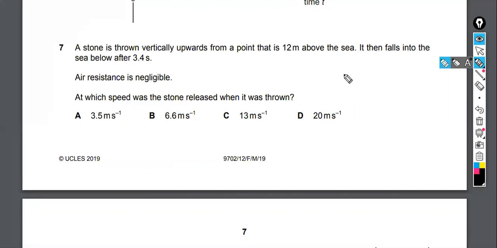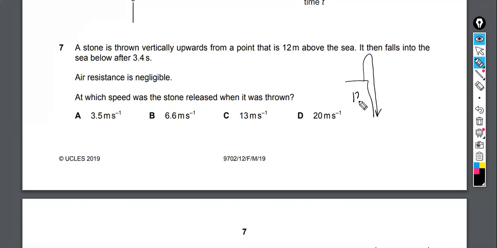A stone is thrown vertically upwards from a point that's 12 meters above sea level. All right, so let's draw a picture here. We're on a cliff, and we throw a stone up in the air, right on the edge of it. It goes up, but then it falls all the way down into the sea below after 3.4 seconds.